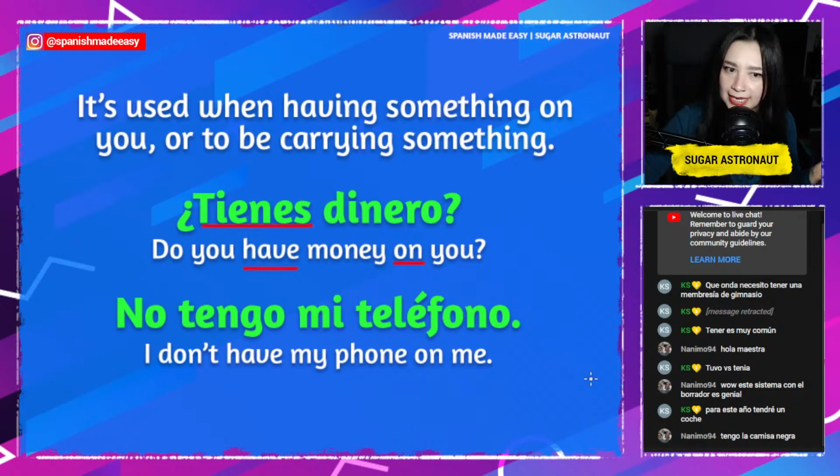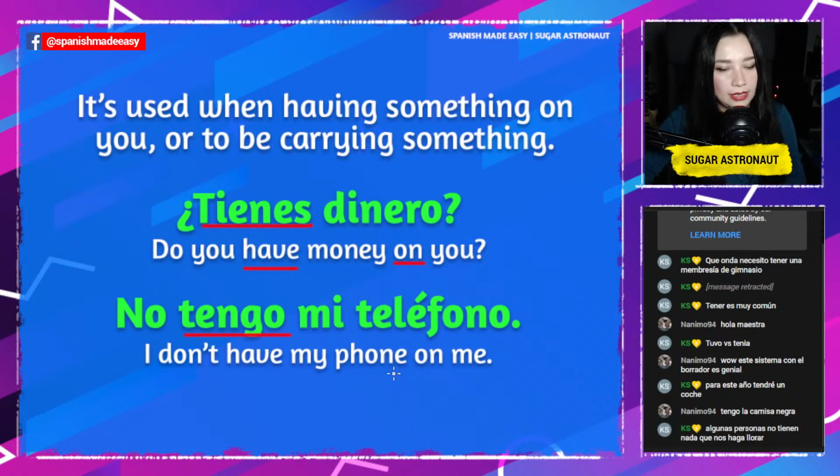Or do you have any money, right? Because maybe you need to buy something and you don't have any money. So you ask your friend, your relative, ¿Tienes dinero? Do you have money on you? Okay. The next example is, no tengo mi teléfono. No tengo mi teléfono. This means I don't have my phone on me, okay? I don't have my phone on me.